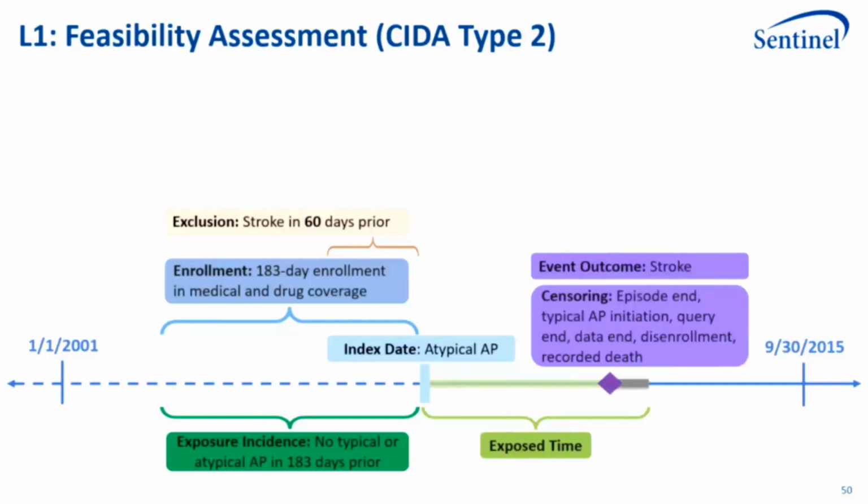In the post-index window, we follow these members up on their exposed time, up until the earliest of either event outcome occurrence, in our case that would be stroke, or the earliest of the censoring criteria met. It could be a natural end of an exposed episode, or the initiation of the comparator treatment. Query end date, data end date, anytime the member is disenrolled from the single insurance plan, or recorded death.